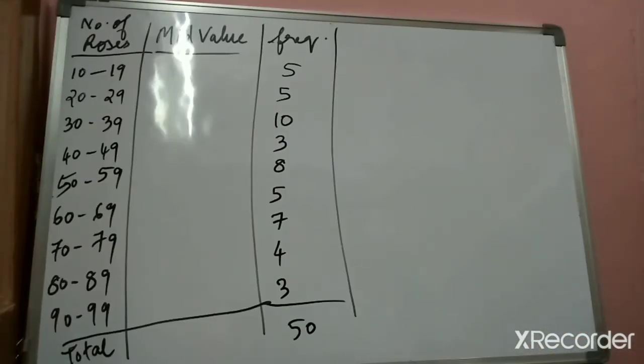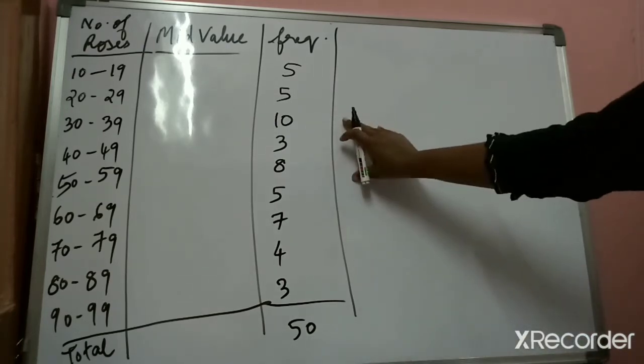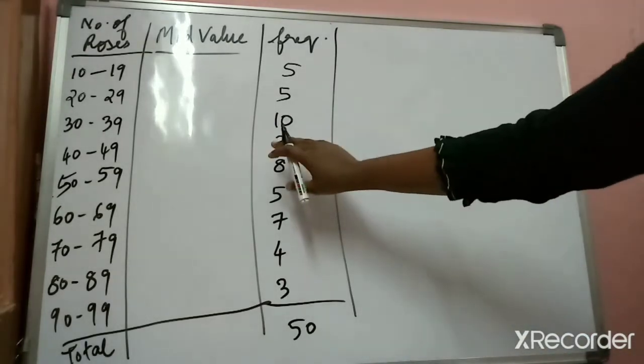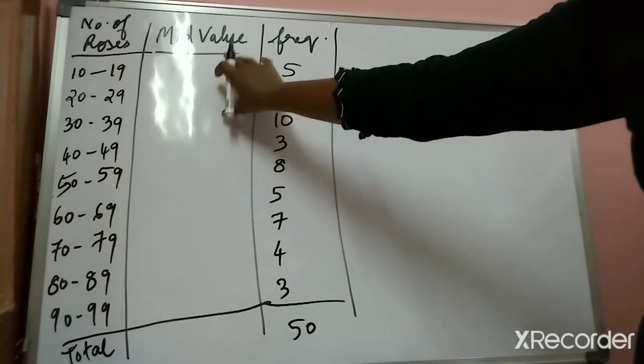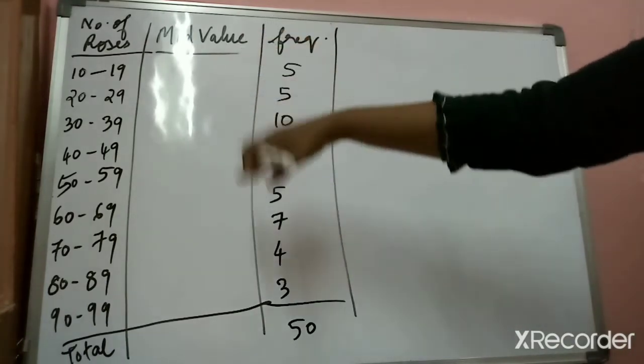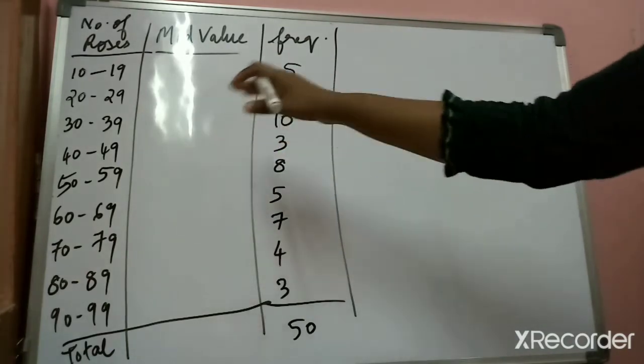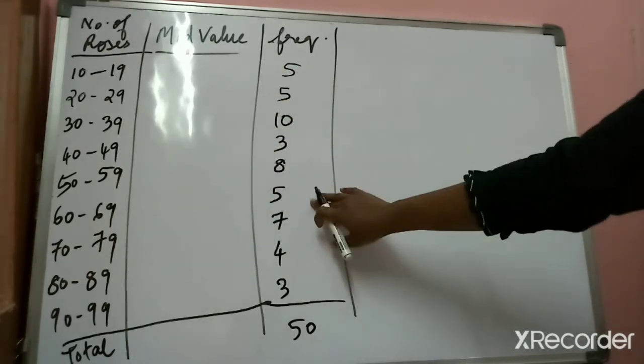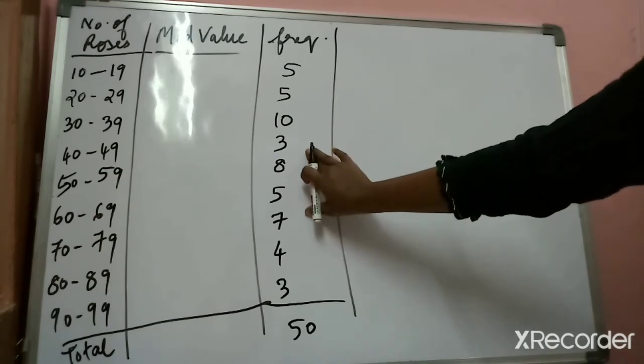So you are having the data like this. From the previous illustration you can find out this data. Now in the middle we have to find out the mid value, not the tally mark. So like this you have to prepare 3 columns: number of rows is mid value, and frequency. This you can get from your illustration number 3.